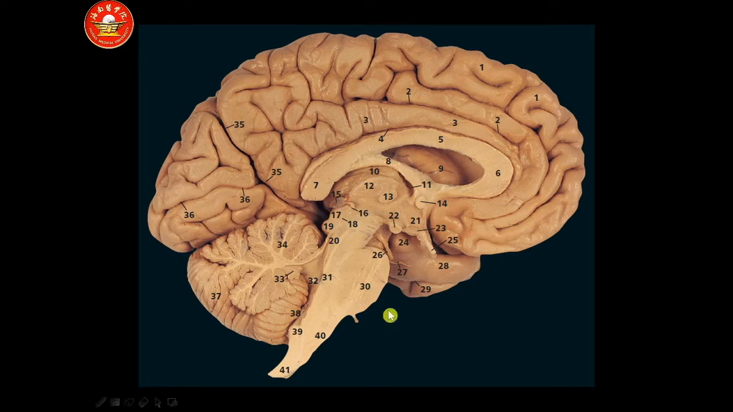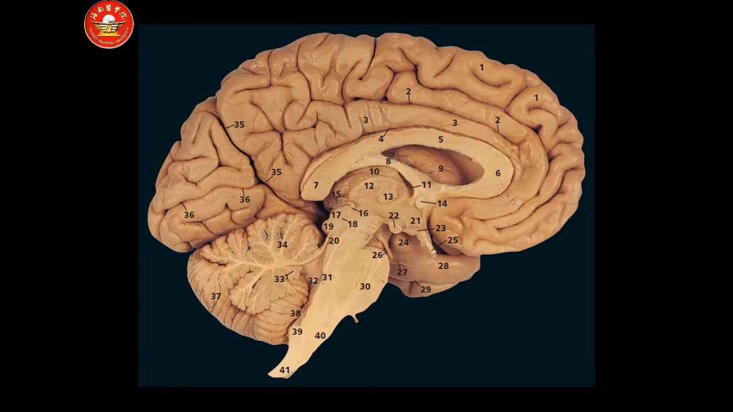Number 19, the inferior colliculus. Number 20 is the mesencephalon. Number 21 is the hypothalamus. 22 is the mammillary body. 23 is the infundibulum. 24 is the uncus. 25 is the optic nerve.